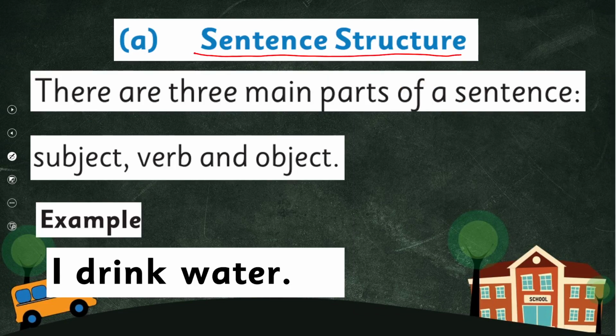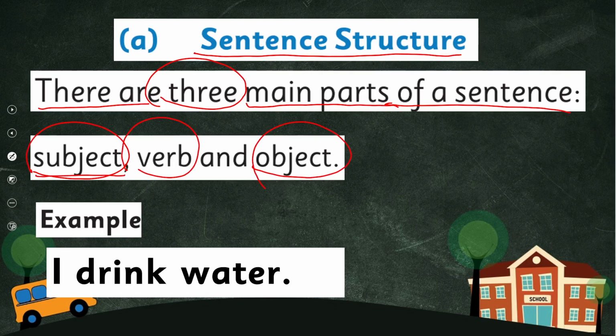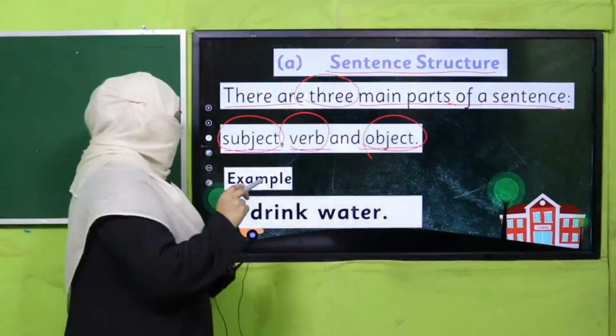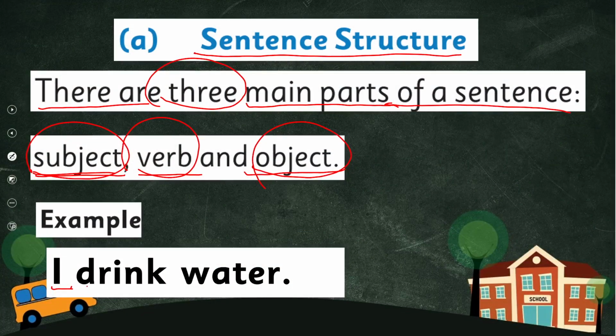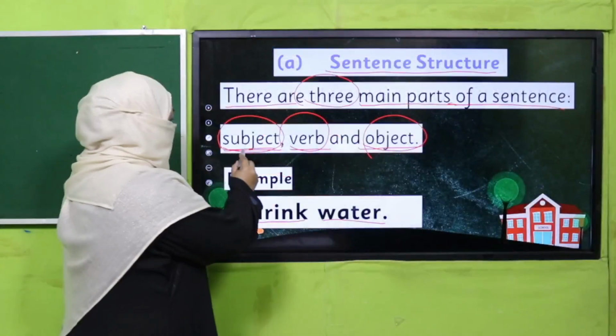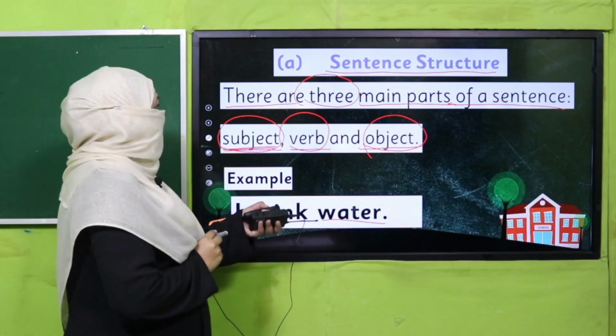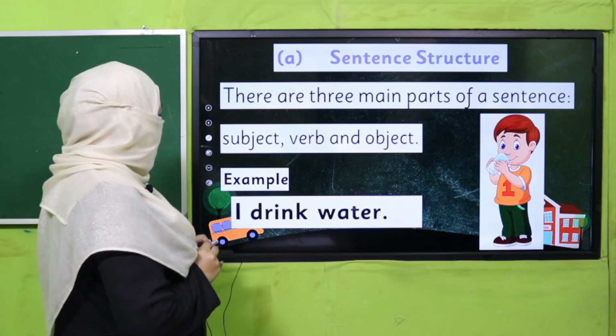So, in a sentence structure, there are three main parts of a sentence. They are called subject, verb, and object. We have discussed these parts while discussing tenses. I hope you remember. So, how do we use them? For example, here is a sentence: I drink water. Now, in this sentence, what is the subject? Let's find its definition first.